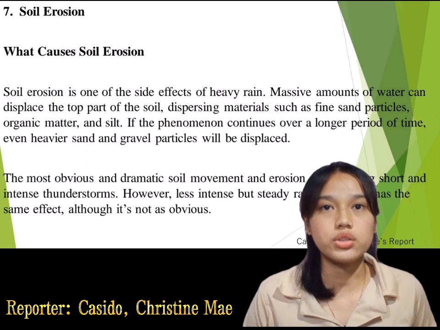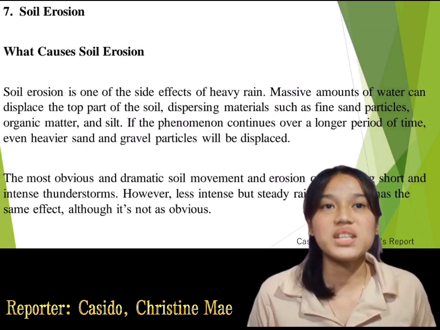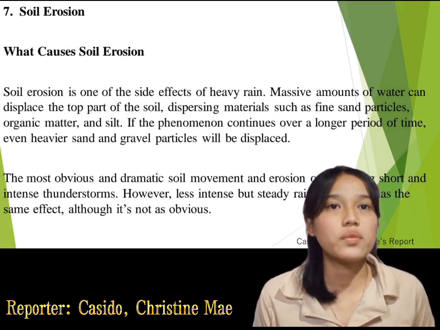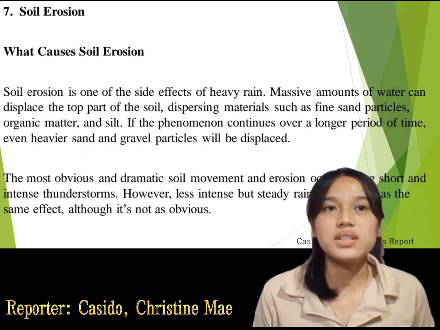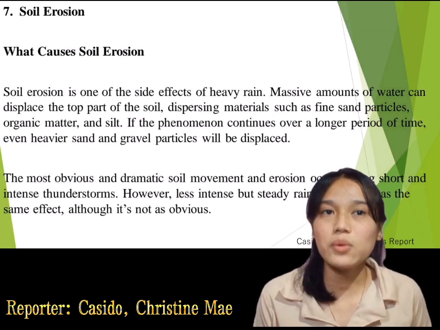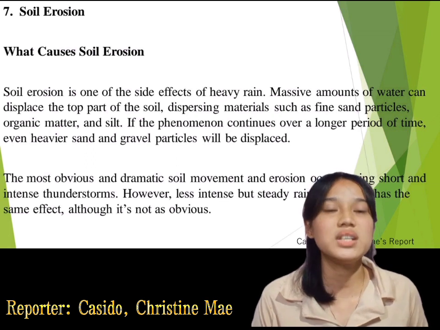So, another factor of threats to nature is soil erosion. So what causes soil erosion? Soil erosion is one of the side effects of heavy rain. Massive amounts of water can displace the top part of the soil. If the phenomenon continues over a long period of time, even heavier sand and gravel particles will be displaced. So, based on our observations and experiences, even light rain can cause soil erosion. If heavy rains always continue, then this will lead to landslides.